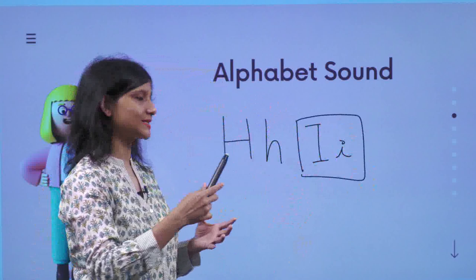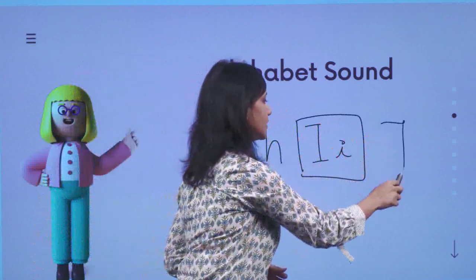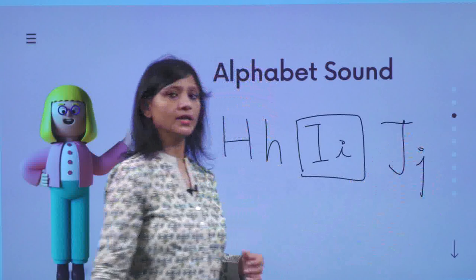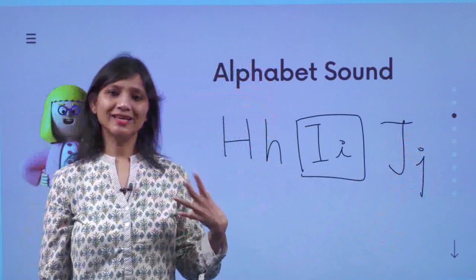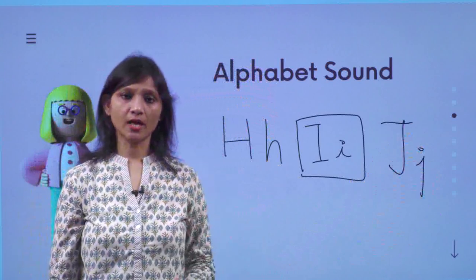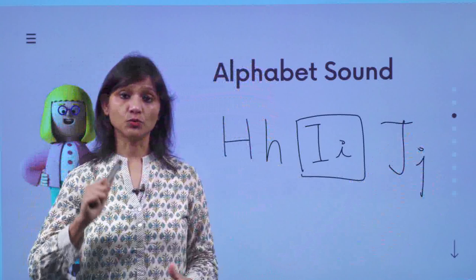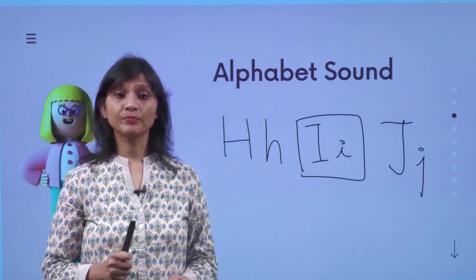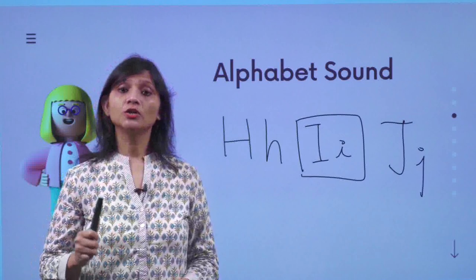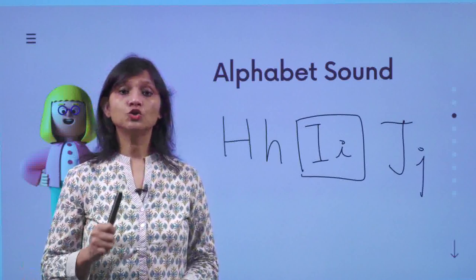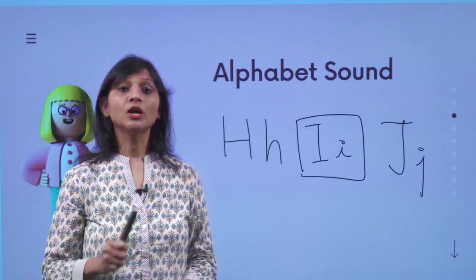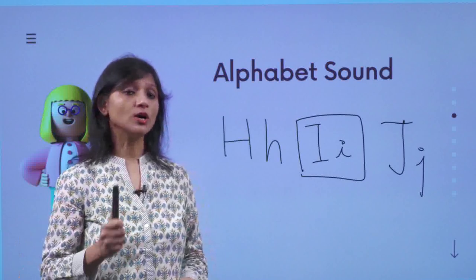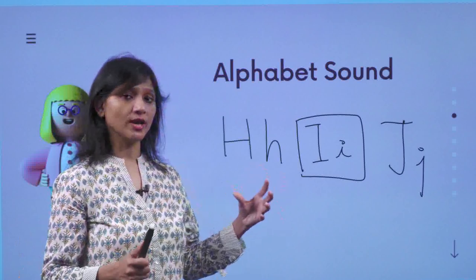Now we move to the next letter, and that is our J. The letter sound is "jay." The sound that gets produced when we read or when we talk, that is the phonic sound, is "j," jug, jar. So the sound of J is "j."